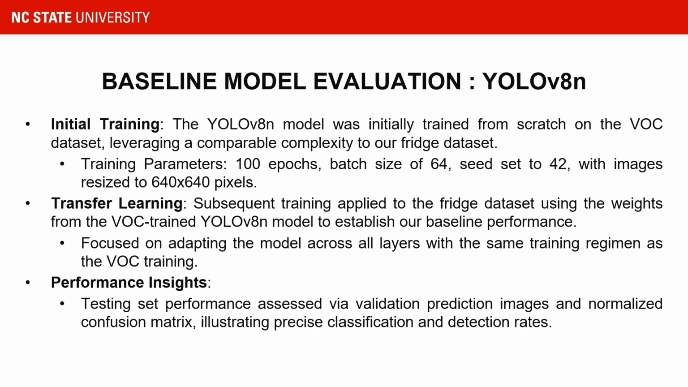For our model, we decided to use the YOLO V8 Nano, which is the smallest YOLO model available. Its small size allows it to be loaded on consumer devices such as small electronics and smartphones, making it ideal for consumer applications such as recognizing food items in a refrigerator. Initially, we trained the model from scratch on the VOC dataset using the hyperparameters of 100 epochs, a batch size of 64, a seed of 42, and images of 640 by 640 pixels. All other hyperparameters were the defaults. Then we performed transfer learning on this model on our dataset with the same default hyperparameters.